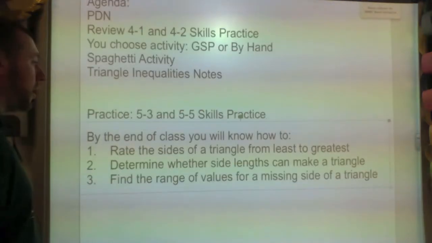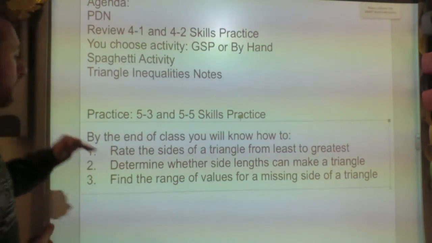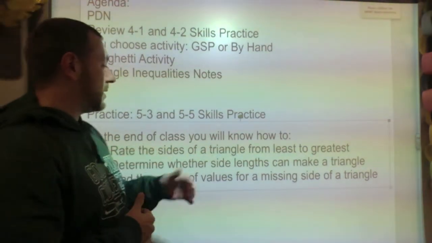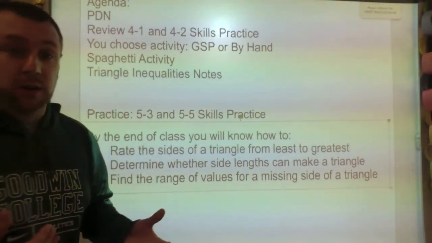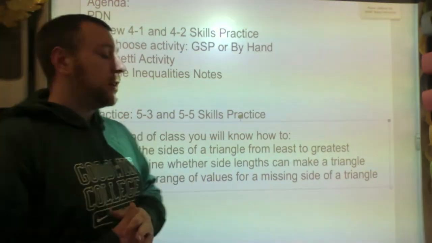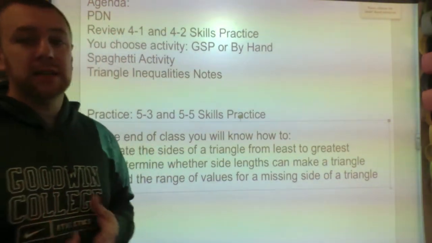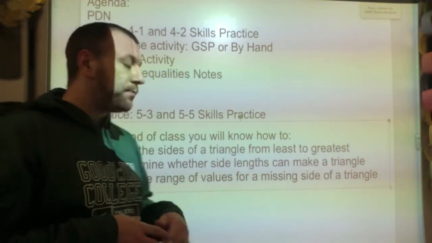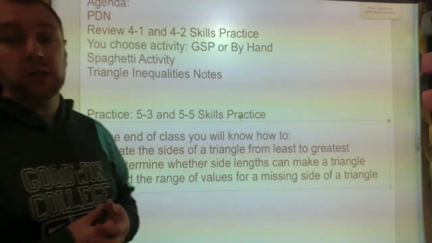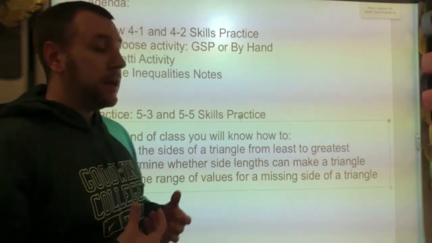So by the end of this video or this class, you will be able to rate the sides of the triangle from least to greatest. You'll also be able to do that with the angles from least to greatest. You'll be able to determine if side lengths can make triangles, and also the range of values for a missing third side of a triangle.